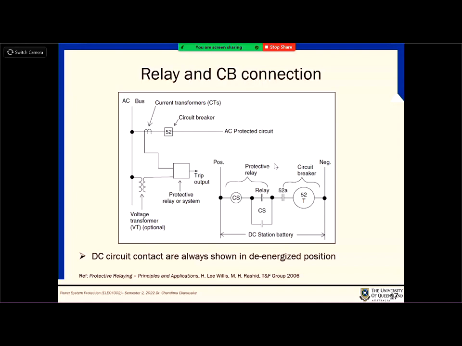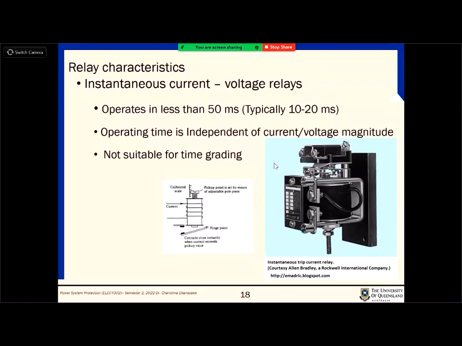So it's a simple circuitry showing how it works. The next is the characteristics. As I said, we have instantaneous current and voltage relays. They operate in less than 50 milliseconds. Forget about this one.